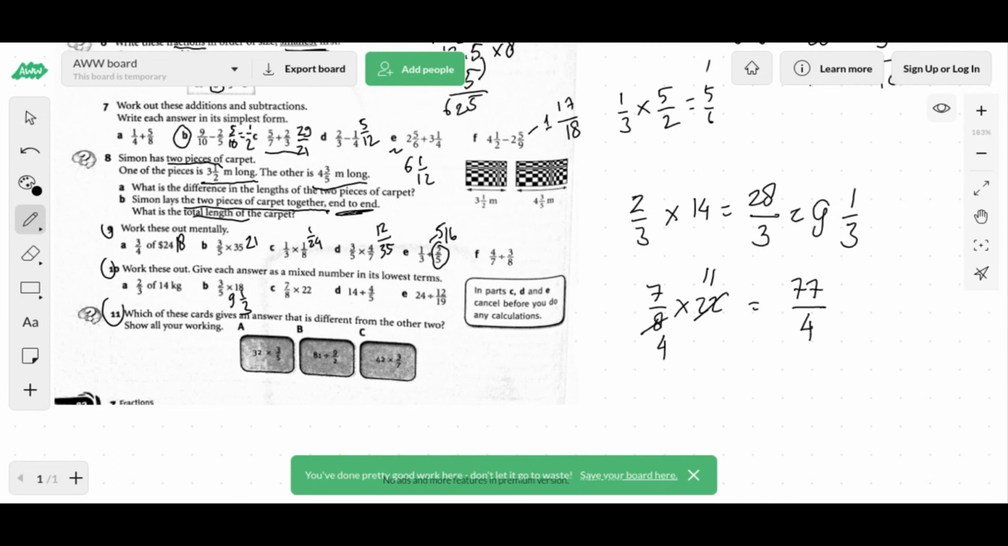And remember everyone, when you cancel out, you don't have to finish them. For example, let's say 14 over 4. You can divide this one by 2, this one also by 2. So they don't have to be completely canceled out. It can be like this. And this one will be 77 over 4.